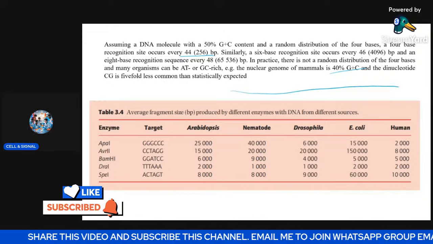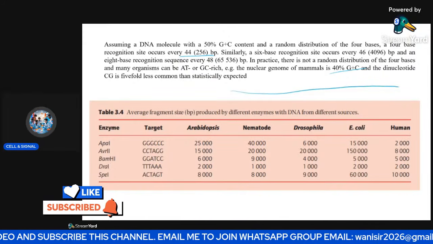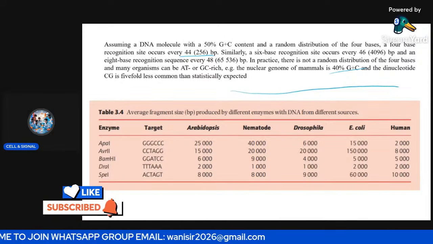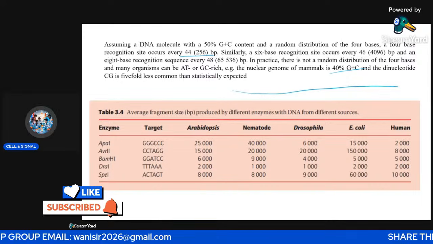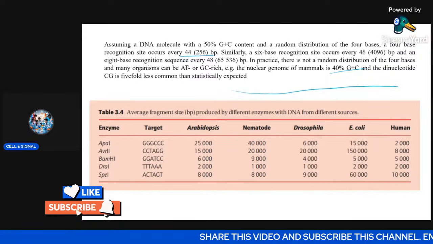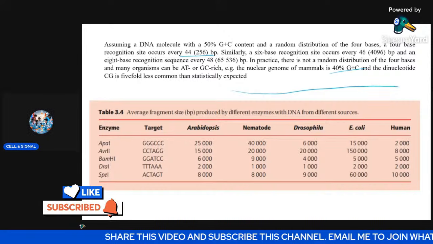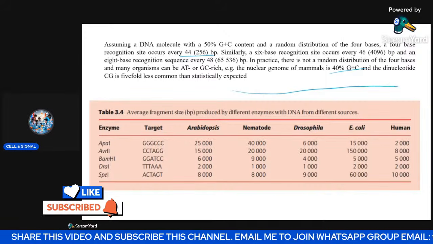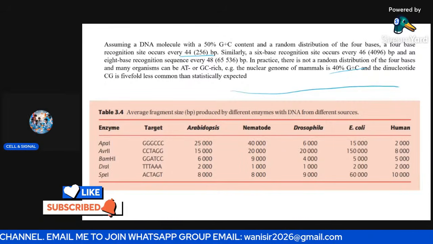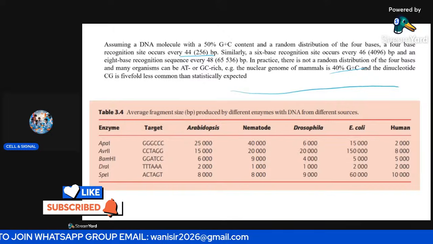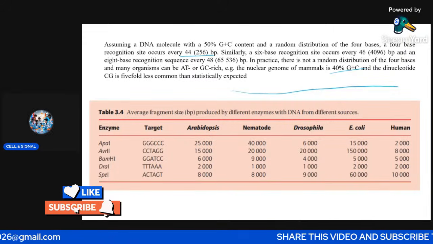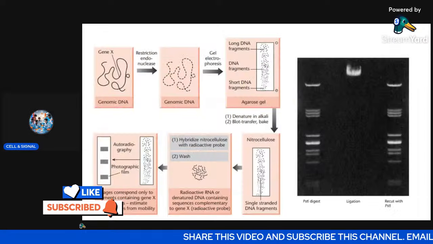So these are the average fragment sizes of different enzymes with different DNA sources. For example, if the enzyme is ApaI, the recognition length is 5. The average fragment size produced by different enzymes is 25,000, 40,000, 6,000, 15,000, 2,000, and this differs by source. The same restriction enzyme produces different sizes.